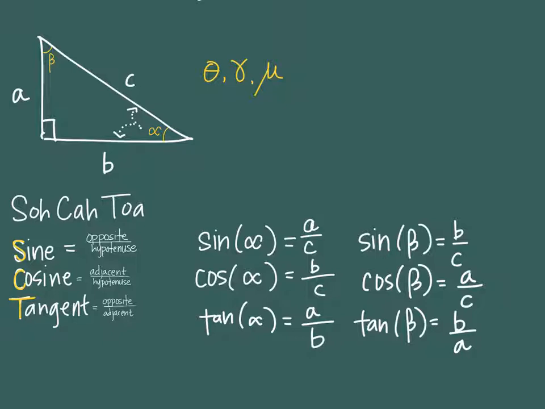So the SOH stands for sine, opposite, and hypotenuse. That's what the O and the H stand for. O is for opposite, H is for hypotenuse. Cosine, CAH: cosine is adjacent over hypotenuse. And then tangent, TOA: T for tangent, O for opposite, A for adjacent.